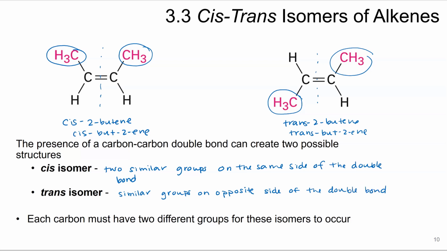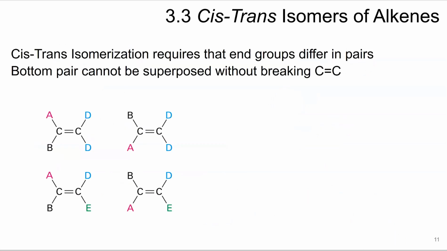So in order for an alkene to have an isomer, there has to be two different groups on the end of the alkene. For example, if I look at this carbon on this end right here, this hydrogen is the same as this hydrogen. We can't pick which group is larger or smaller because they are the same, so that is not going to have a cis-trans isomer. And a cis-trans isomer requires that the end groups differ in pairs, so the bottom pair cannot be superimposed without breaking the carbon-carbon double bond.